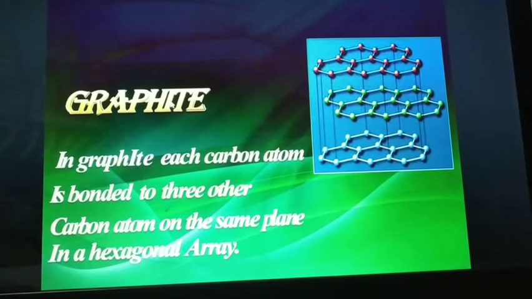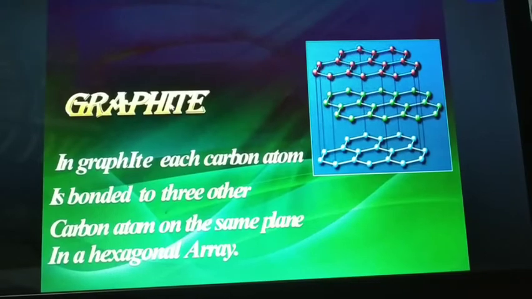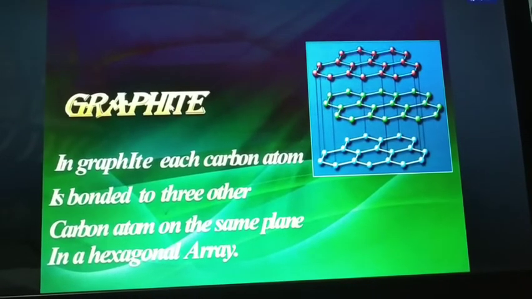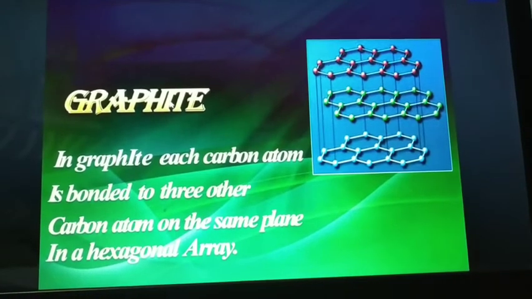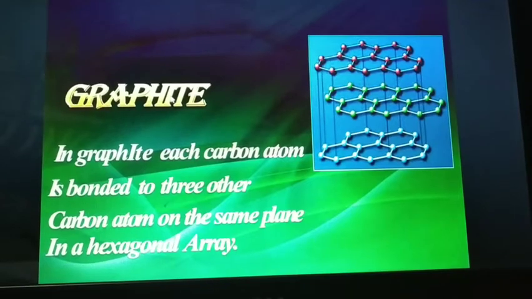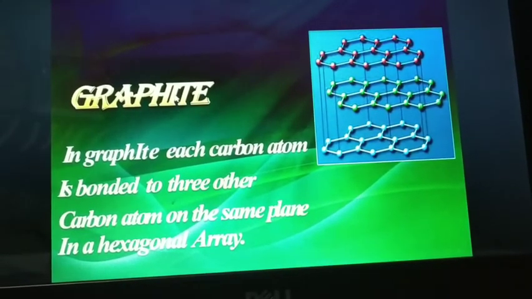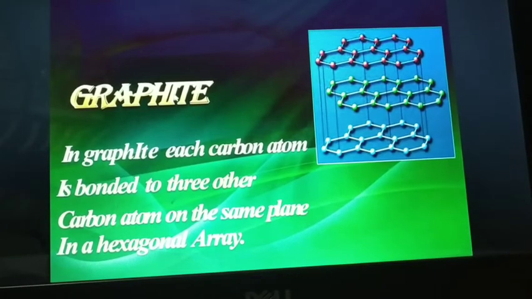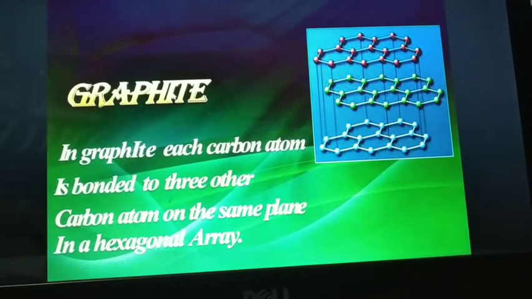Now you know carbon is tetravalent, so 3 electrons are used. 1 electron, that is the 4th valence electron of each carbon, is free to move. That is why graphite is a good conductor of electricity and heat. Now, these layers are bonded to the adjacent layers by weak forces.